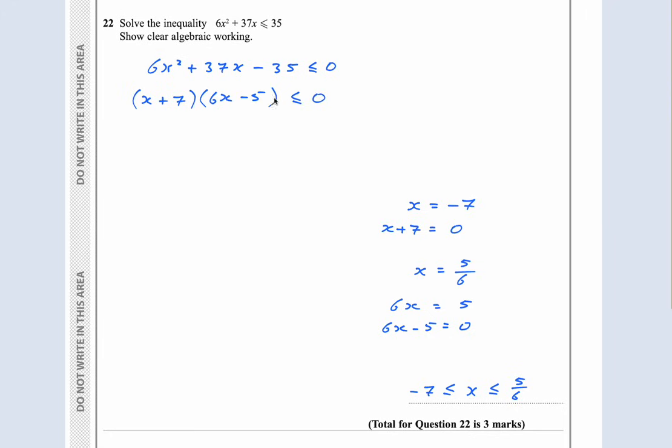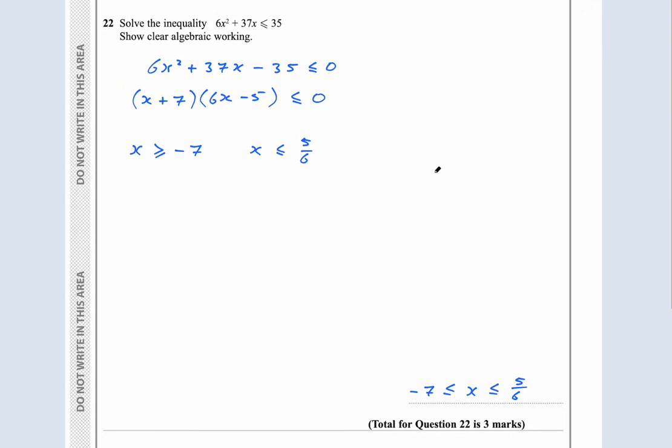Now, if you have this factorized, and we want to find where this is less than or equal to 0, well, we can then go x has to be greater than or equal to -7, or x is less than or equal to 5 over 6, which is the answer they gave us.